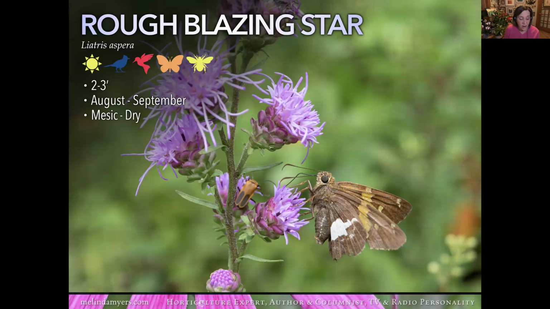Rough blazing star is another good one. It's beautiful. It's full sun, it's drought tolerant, so it really likes it dry. Late season bloomer, and I'll tell you, the butterflies, even hummingbirds, will nectar on this. Then the seed heads are kind of fluffy, and the birds will come and pick those seeds.